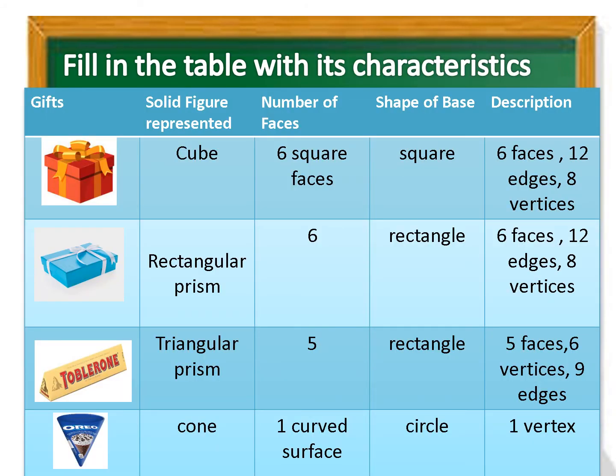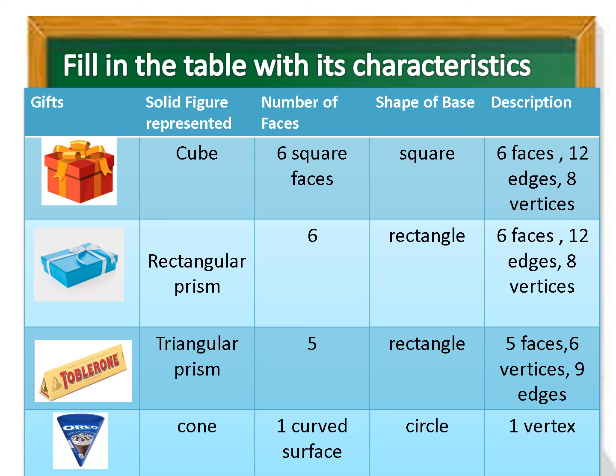Here are the gifts that Ara received. Fill in the table with its characteristic. Number 1 gift is a gift box shaped like a cube. Number of faces, 6. Shape of the base is a square. Description, 6 faces, 12 edges, and 8 vertices.